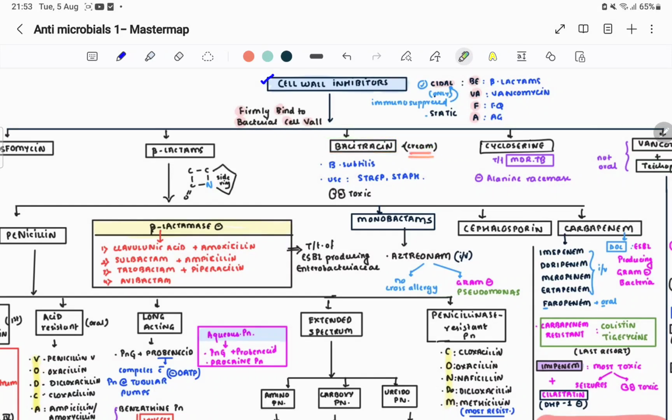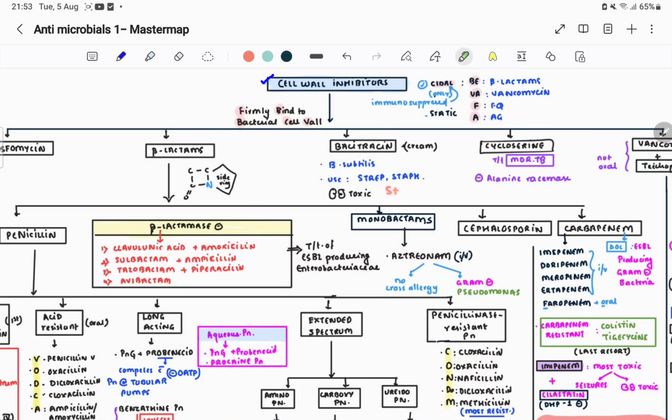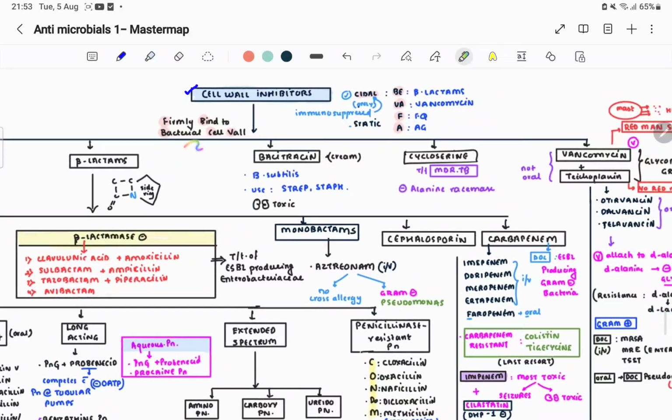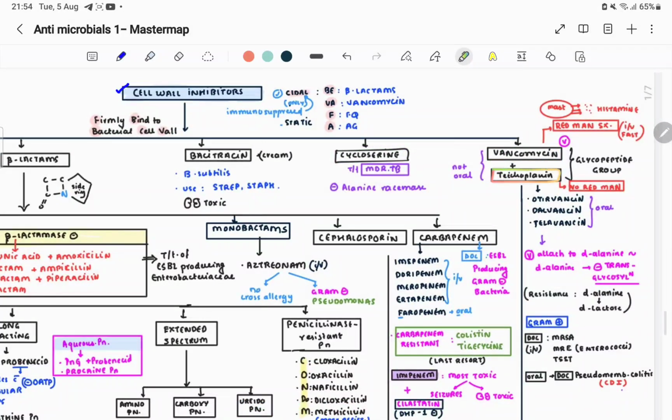Okay, bacitracin is basically a cream for bacillus, obtained from Bacillus subtilis, and it is used in soft tissue infection caused by streptococcus or staphylococcus. Okay, soft tissue infection, Bacillus subtilis is the source, and it is nephrotoxic. Three important points. C is cycloserine, not cephalosporin, cycloserine. And V is vancomycin. Vancomycin and teicoplanin I can club together. These are glycopeptides, right?